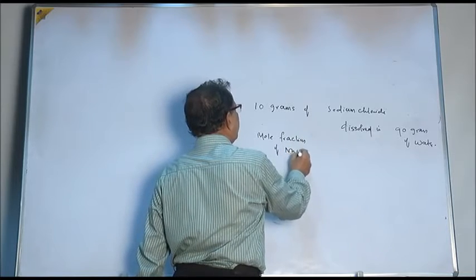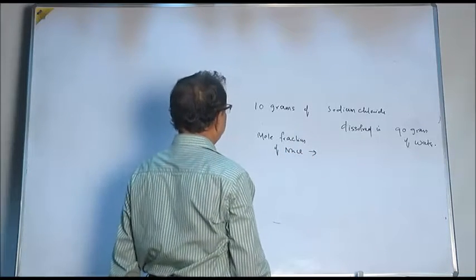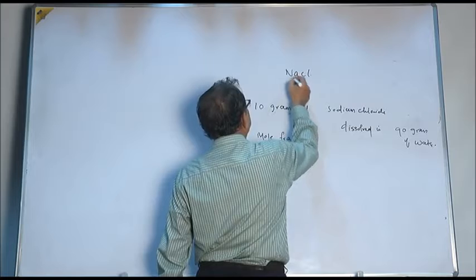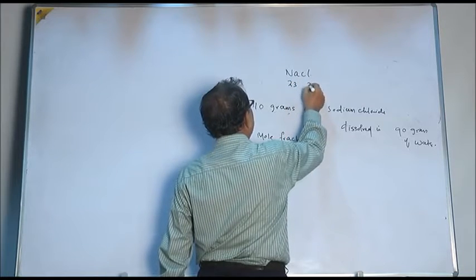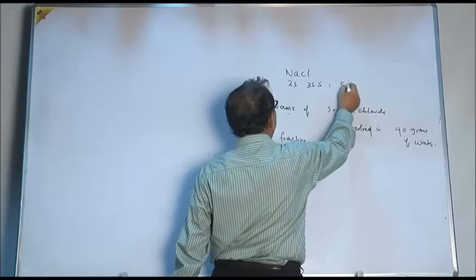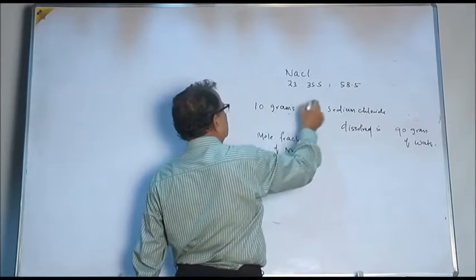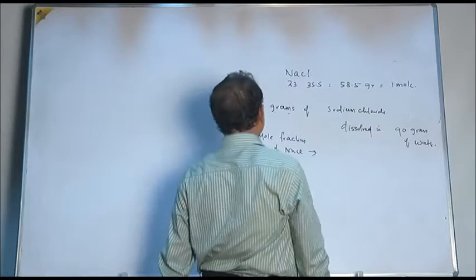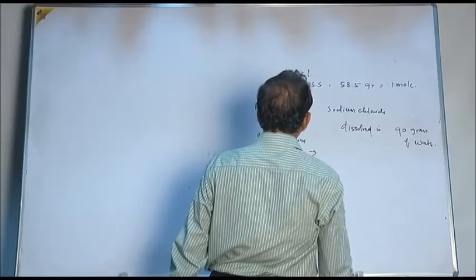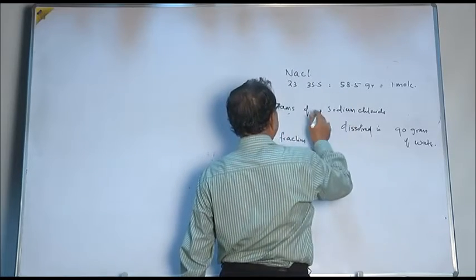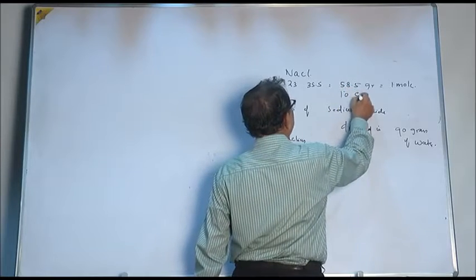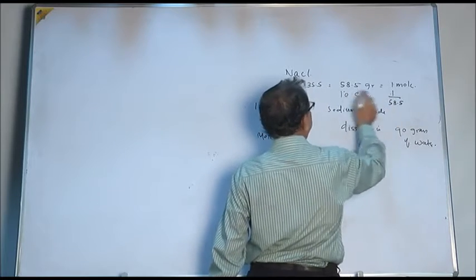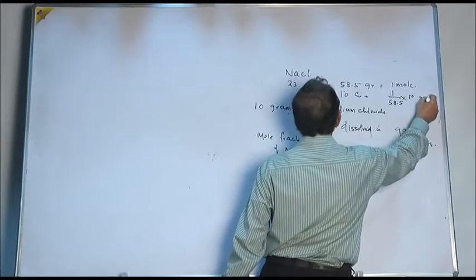How many moles of sodium chloride? 10 grams of sodium chloride. So what is the number of moles? Sodium chloride: Na is 23, chlorine 35.5, total is 58.5 for 1 mole. 58.5 grams is 1 mole. In a simple way, 10 grams will be 1 by 58.5 into 10. That is moles of NaCl.